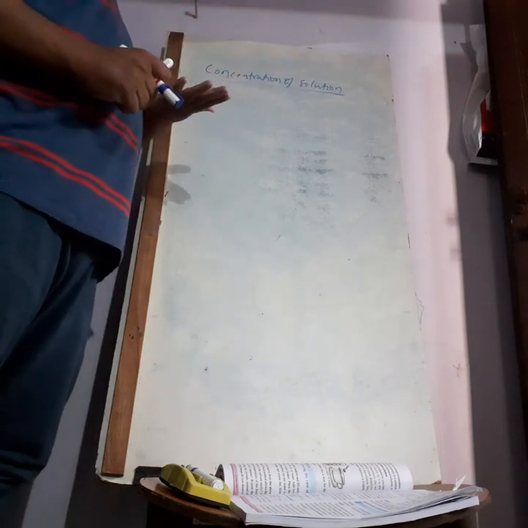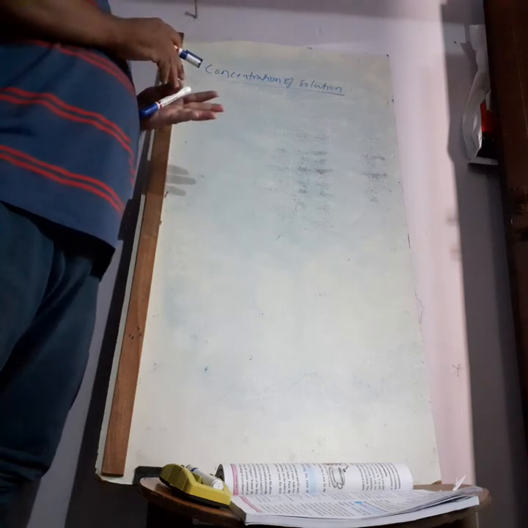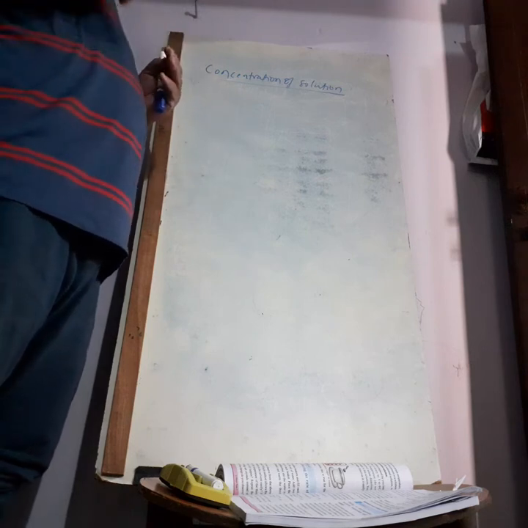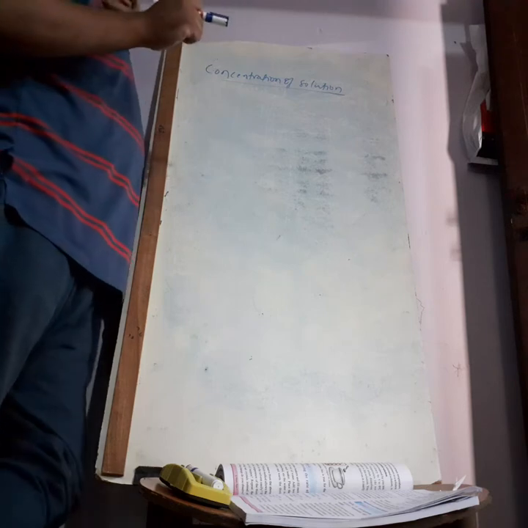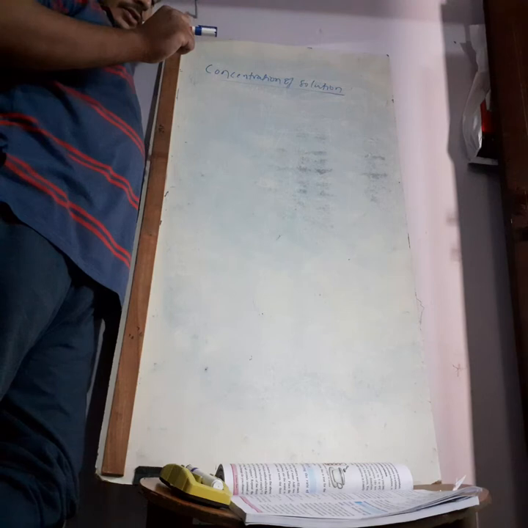I take a glass of 50 ml of water and add 1, 2, 3 spoons like that. I go on adding solute. If I add solute, at one particular point what happens? The solute won't get dissolved in the water. Such type of solutions I can call an unsaturated solution.